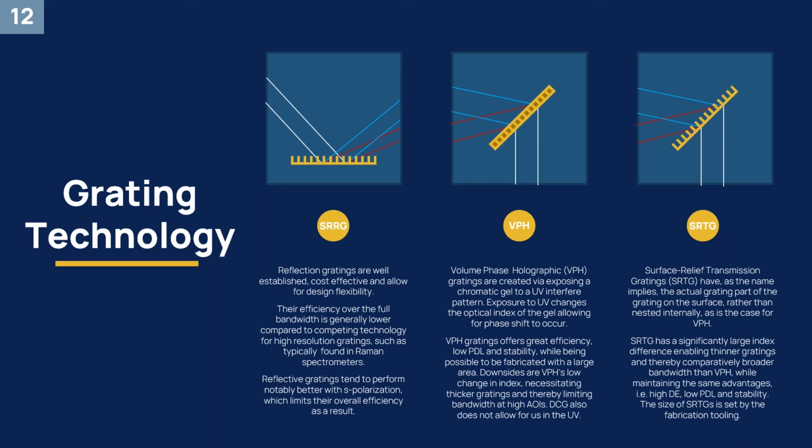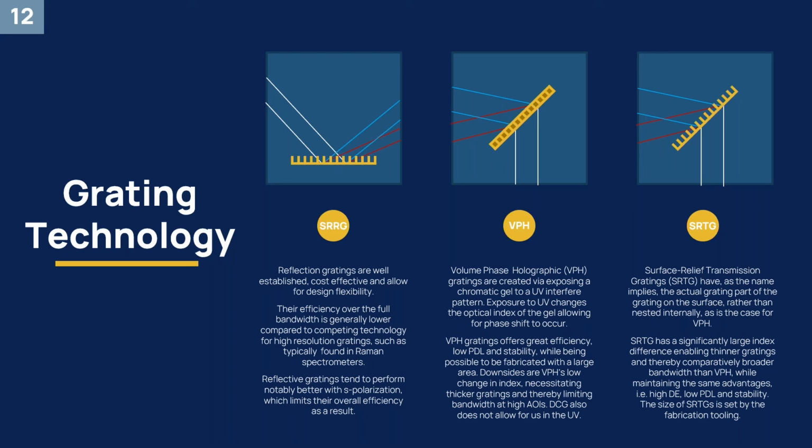The downside to this technology when it comes to Raman spectrometry is that it has a tendency to really prefer the S polarization of light over the P polarization, and that can, in something that's polarization dependent such as Raman, really be a deal breaker in some instances.